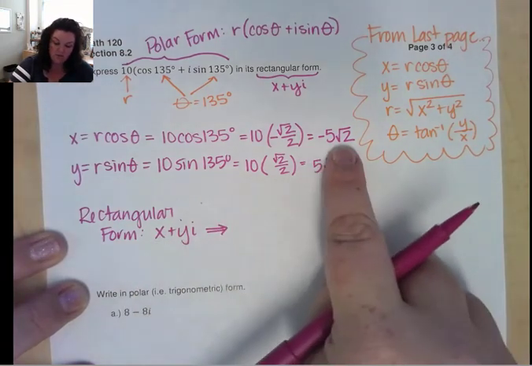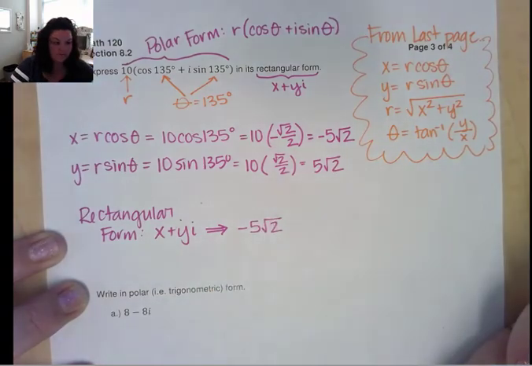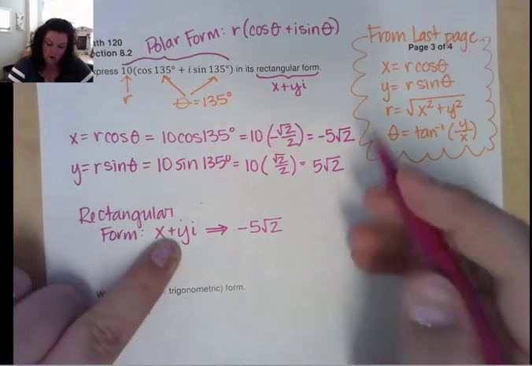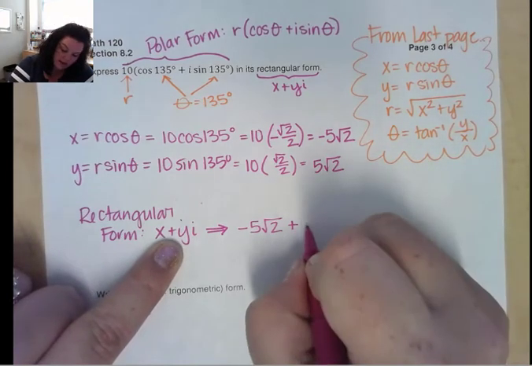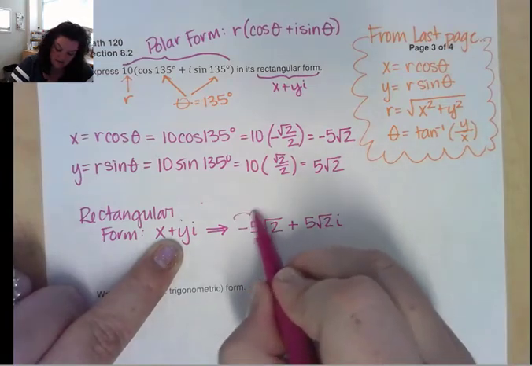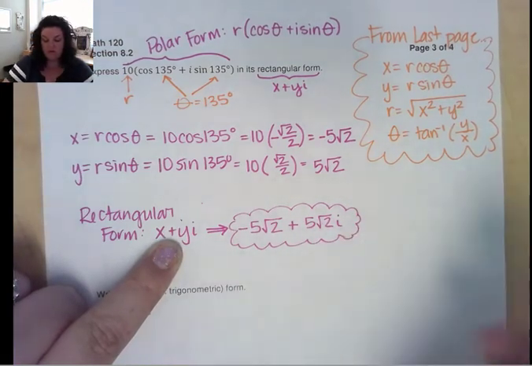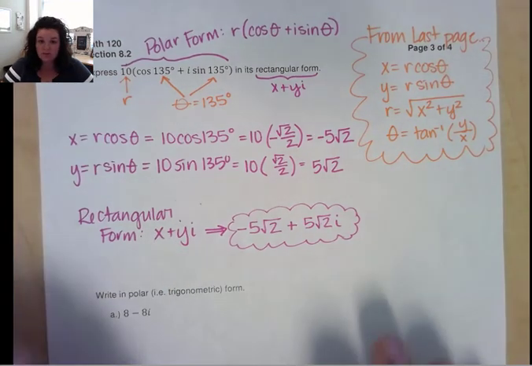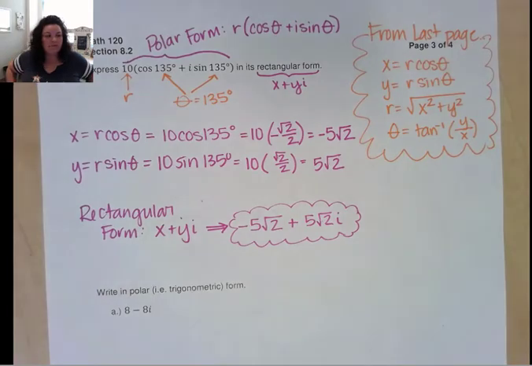When we put in what we got for x and what we got for y, our x we found to be negative 5 square root of 2. And our y, so we're adding our y times i. This was our y, so 5 root 2i. So this is going to be my solution, or my rectangular form of this polar coordinate. Okay? Does that kind of make sense?